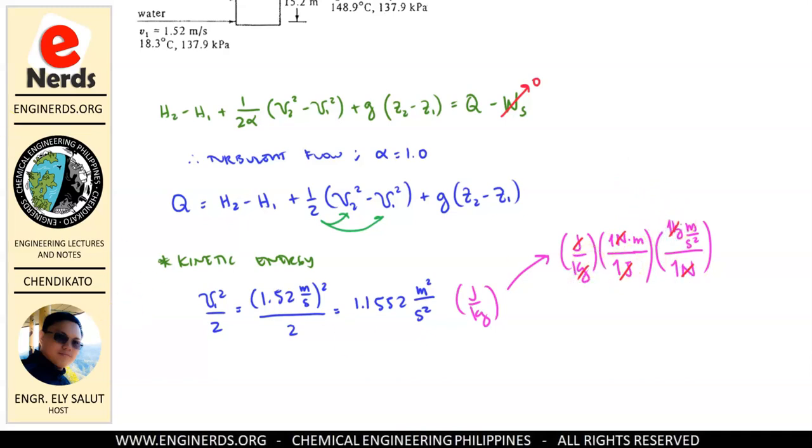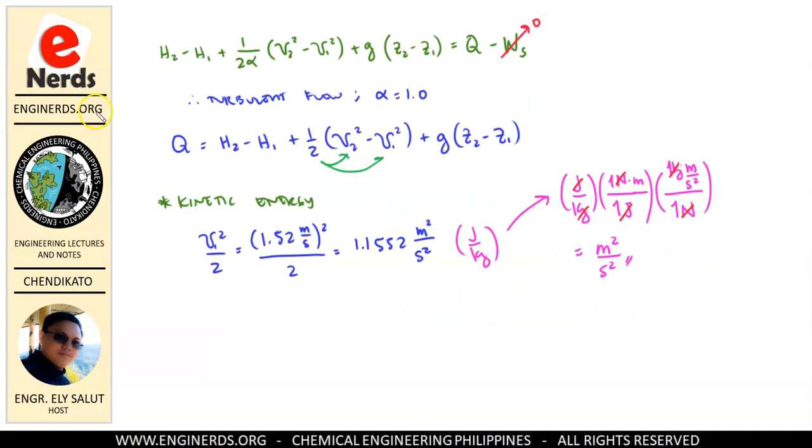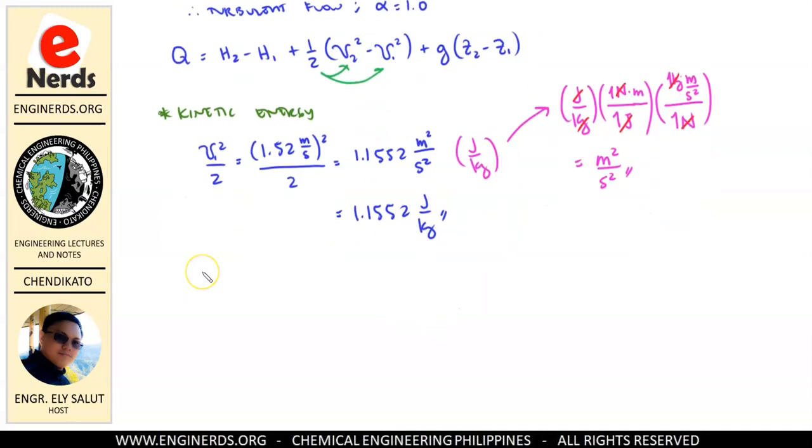So, as you can see, ang naiwan sa ating unit dito is meter times meter, which is meter squared over second squared. So we only have square meter by second squared here due to the derivation. But actually, our unit here is joules per kilogram. So we're going to use that unit dito sa ating mga makukuha sa kinetic energy. So our V1 squared over 2 is equal to 1.1552 joules per kilogram. So meron na tayong value ng V1 squared.